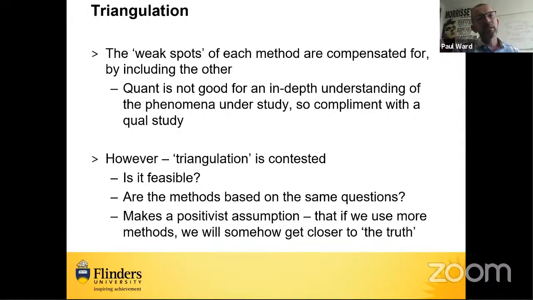That's also a little bit similar to the idea of triangulation, whereby the weak spots of each method are compensated by including additional methods. Quantitative research isn't very good at in-depth understanding of a phenomenon. So we complement the quantitative research with qualitative research, which is good at in-depth understanding of a phenomenon. There's a whole range of literature which contests the idea of triangulation, and really, is it useful? Nevertheless, in the literature at least, there's the idea that triangulation is one method of mixed methods research.